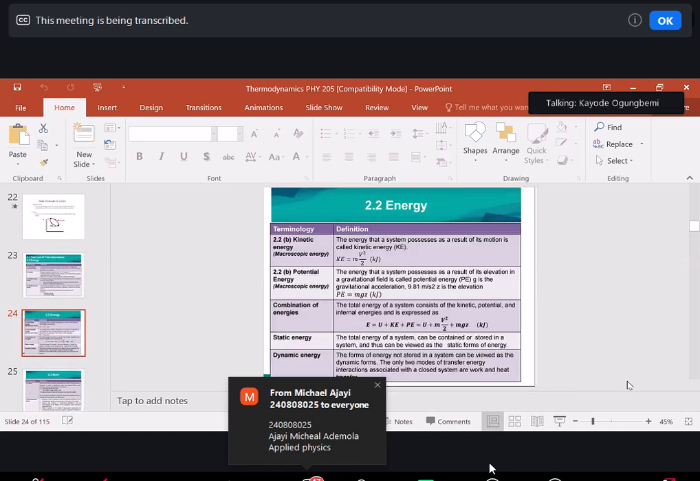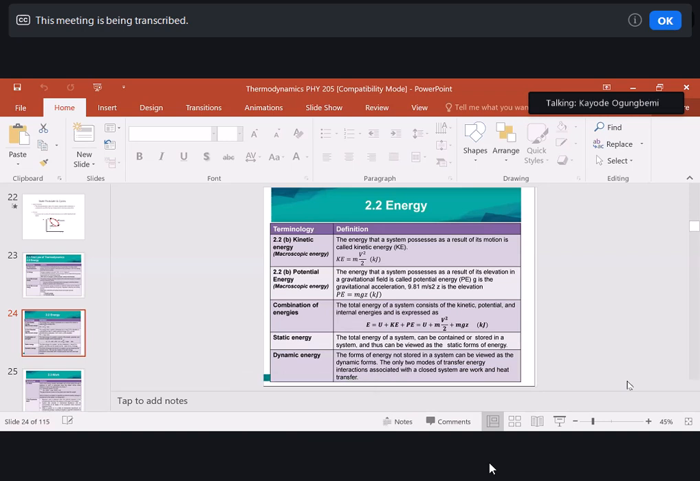So what is kinetic energy? We define it as the energy of a process due to the motion of that process, and the formula is given as that. Potential energy is due to the height, the elevation, of a system. In that case, both energies we talk about are macroscopic energies. The combination of these energies is internal energy, which is microscopic. Kinetic energy is macroscopic.